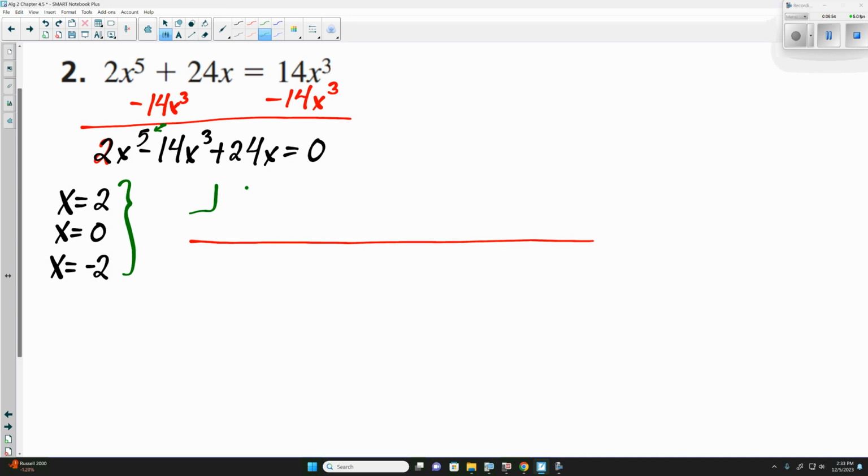Now the numbers going across the top, we'd have 2 for x to the 5th, 0 for x to the 4th, -14 for x cubed, 0 for x squared, 24 for x, and 0. We will bring the 2 down. And we need to pick one of these 3 zeros to try first.